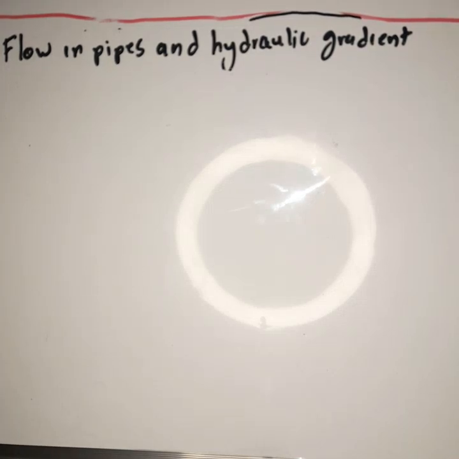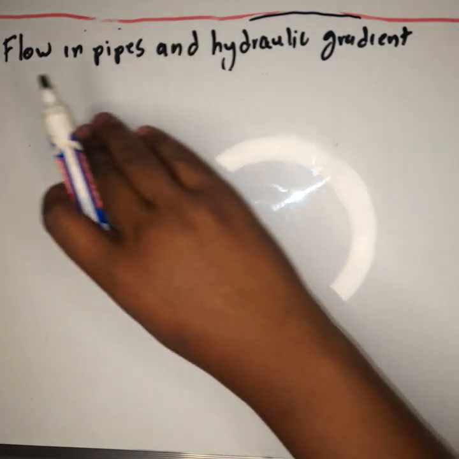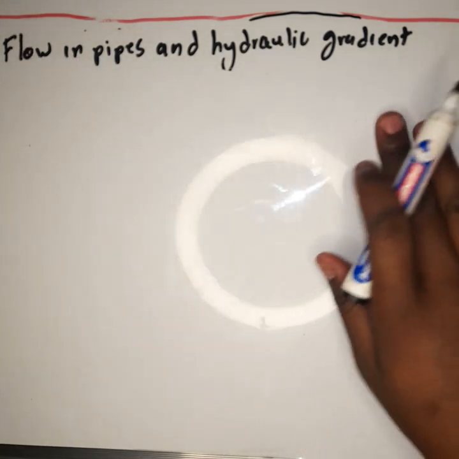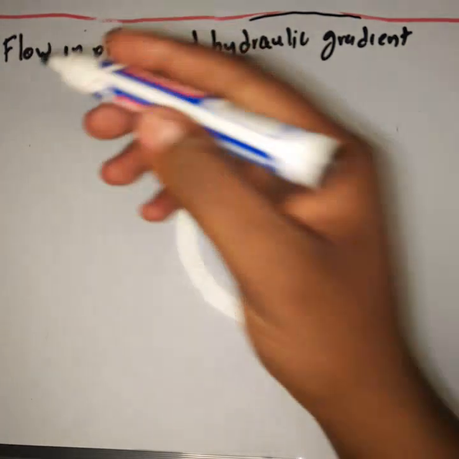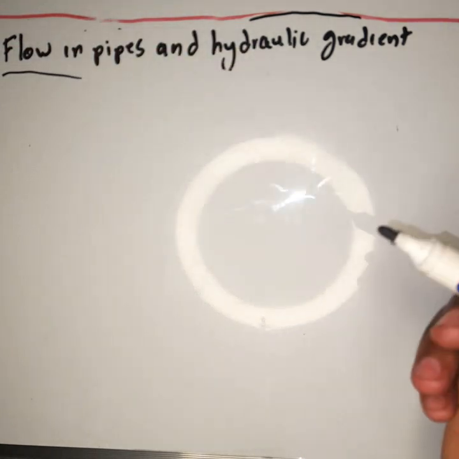Today we're looking at flows in pipes and hydraulic gradient, which is N6 fluid mechanics. But this is a revision. We have learned about this in our previous level, which is N5. So let's start. First, the flow in pipes.